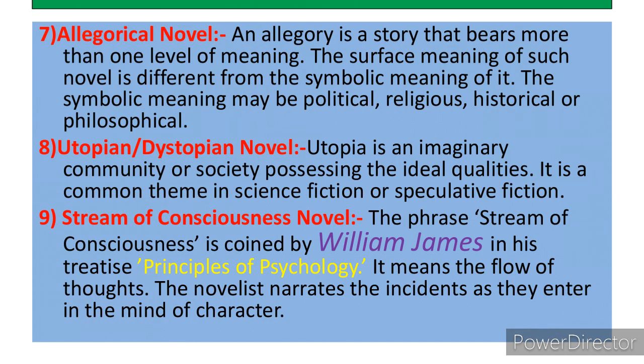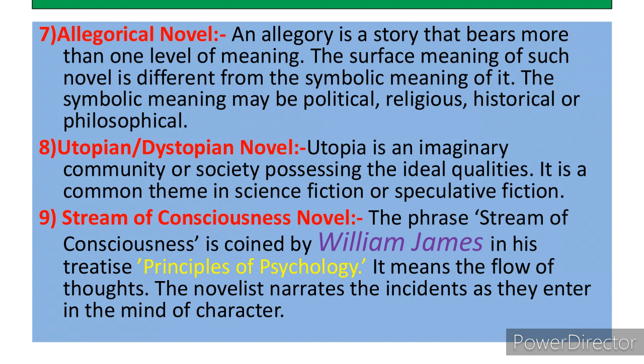The next type of novel is the allegorical novel. An allegory is a story that bears more than one level of meaning. So this is a type of novel wherein two meanings are given, that is the surface meaning and the hidden meaning. Right. The surface meaning of such a novel is different from its symbolic meaning.